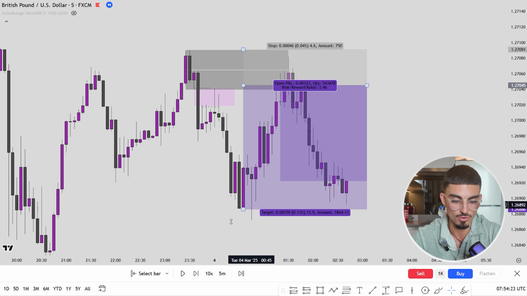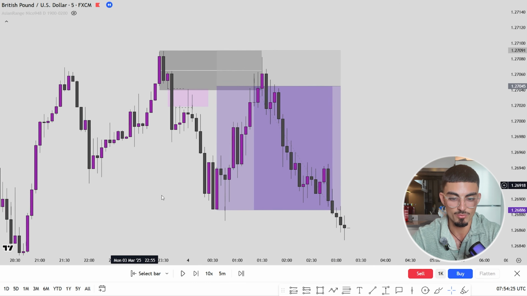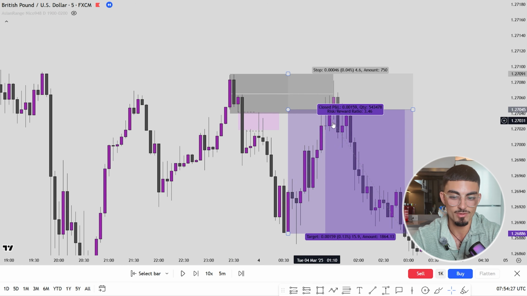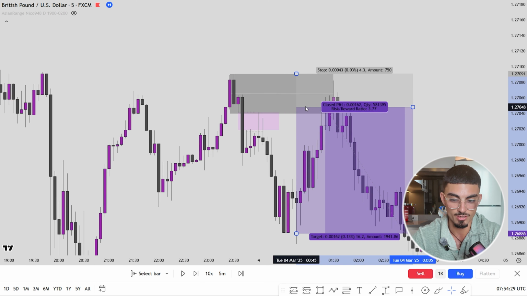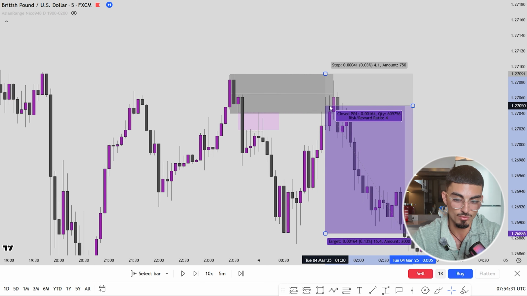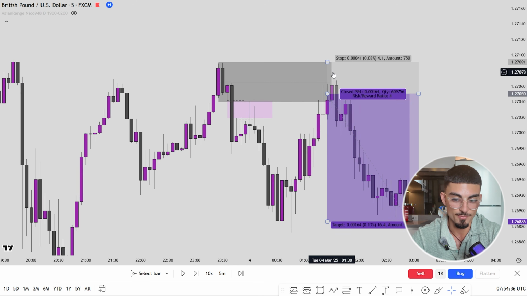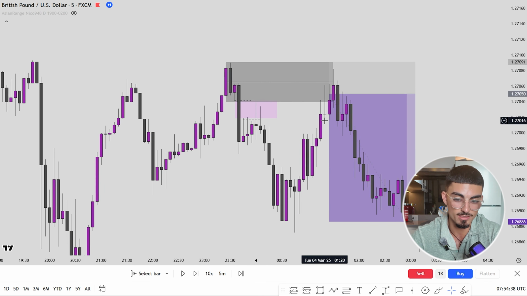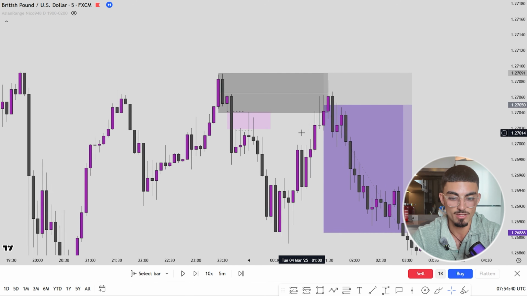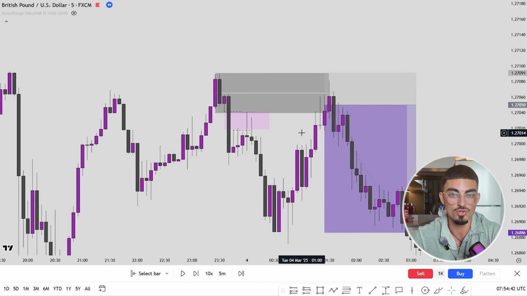And then, of course, as you can see, this order block was respected and that would have been a perfect winning trade. You could have literally set a limit order here. You could have entered manually once we came into this area. Regardless of what you did, this would have been a winning trade, and that's using order blocks to perfection.